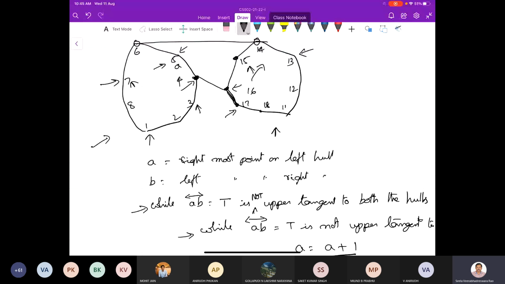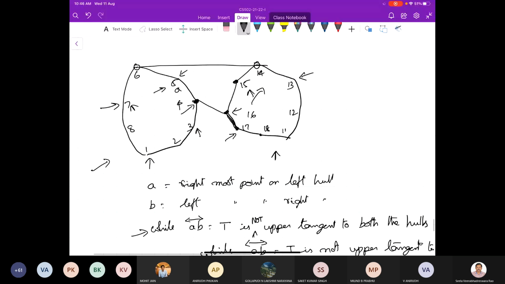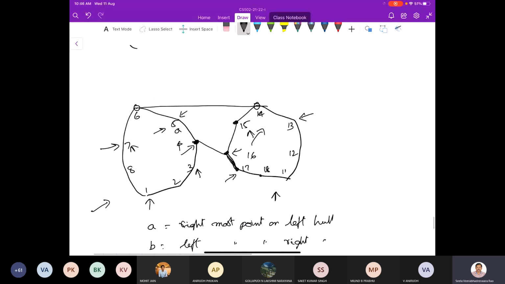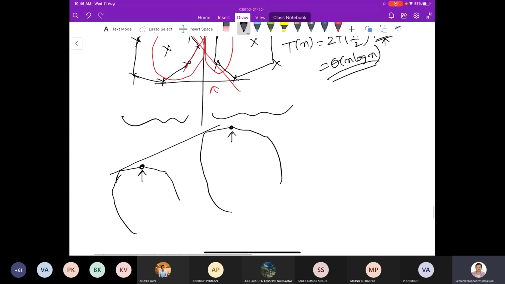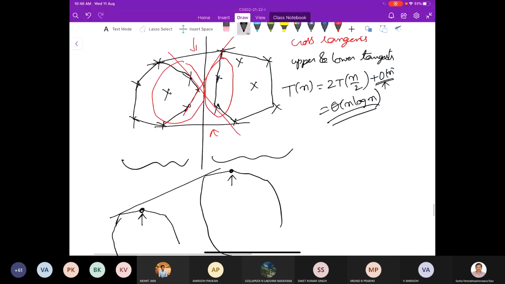If more than two points lie on the same line, for example, when you are dividing these points into two halves, obviously you take the middle point in sorted order. At that time, if more than one point lies on this vertical line, how do you divide it? And when you are merging, how do you find the upper tangent and lower tangent? These are some of the difficulties you will find while implementing it. Of course, you have to handle each possible scenario, and do it carefully.